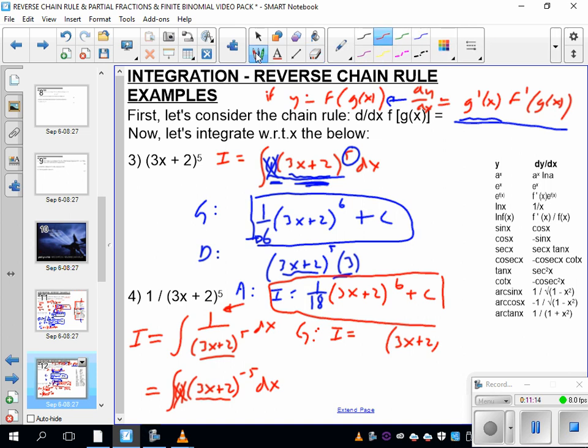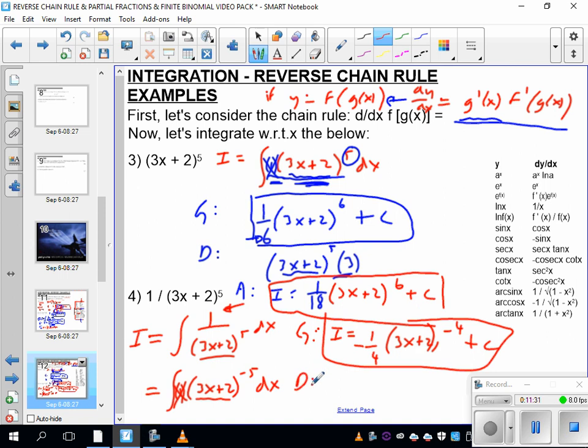Okay, I'm never using this board again. Add 1 to the power, that's minus 4, right? And then you're going to need to divide by the new power, so minus 1 over 4 plus c, right? So we'll box off our answer there.